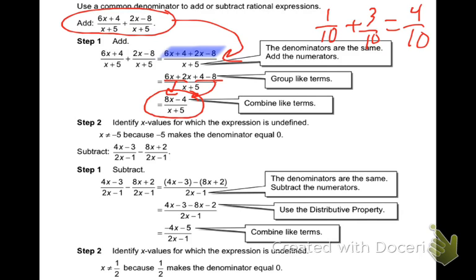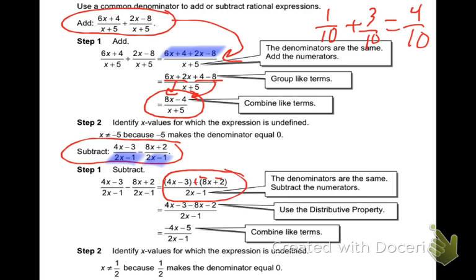Subtracting is going to be the same. Okay, we're going to subtract all the same here. So 4x minus 3 over 2x minus 1 minus 8x plus 2 over 2x minus 1. Notice my denominators are the same. So I can subtract and combine like terms of my numerator. Okay, so we're going to look right here. And that's 4x minus 3 minus 8x plus 2. Now, if you don't like to subtract a quantity, remember you can change subtraction to addition and add the opposite, or basically just distribute the negative and you get the same answer.